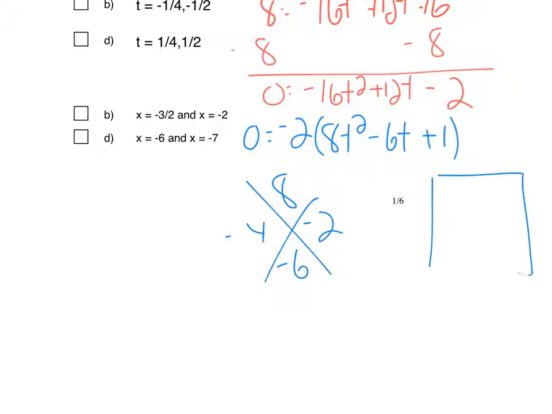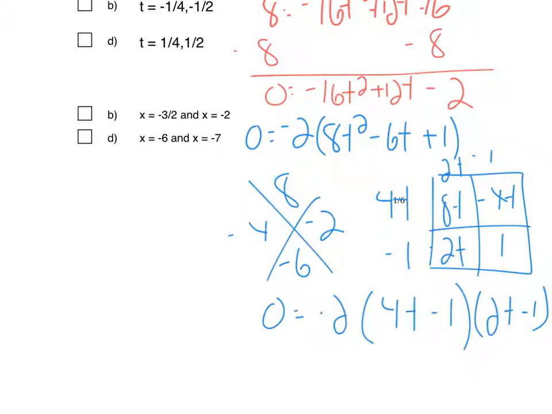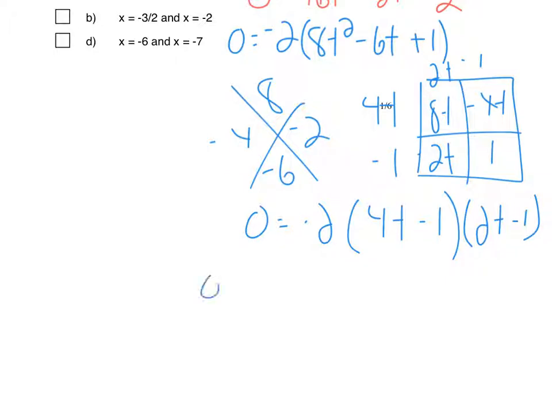Then we do our box, and we get 8t, negative 4t, negative 2t, and 1. So factor out, this is negative 1 and 4t and 2t and negative 1 as well. So 0 equals negative 2, 4t minus 1, and 2t minus 1. Solve those, so 0 equals negative 2, which doesn't have an impact. 4t minus 1 and 2t minus 1.